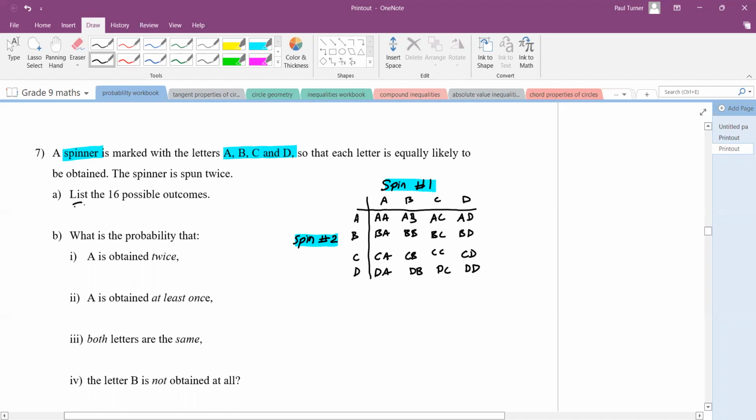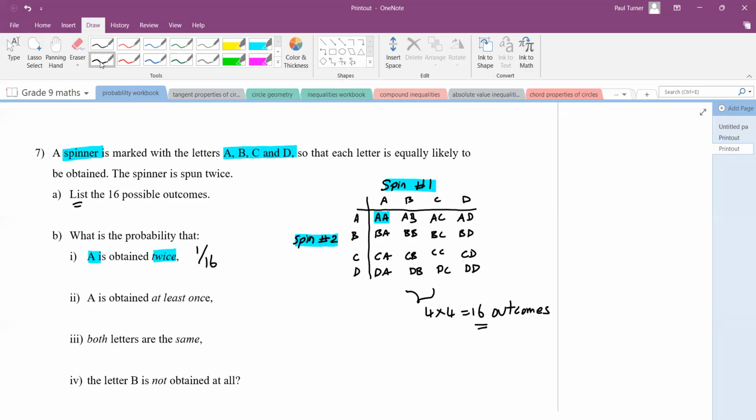So rather than listing them, we'll just put them in the table. So we have 4 by 4, which is 16 outcomes. That's a number that you need, 16. And now we can answer B. We can answer all of these parts. So what's the probability of getting A twice? We look at our table and see how many times we get A twice. In this case, there's only one way to do that. So that will give us 1 chance out of 16 to get 2 A's on your spinner.